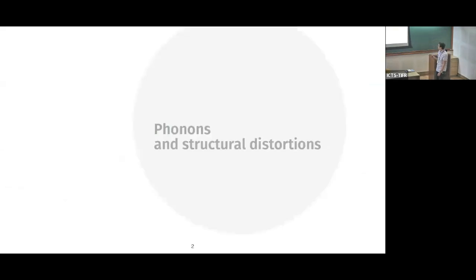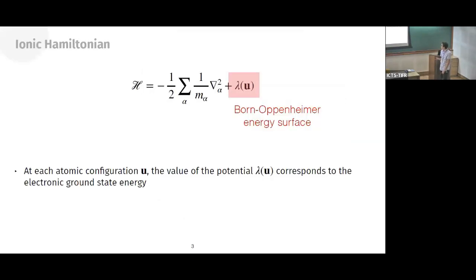So to get started, I just want to make sure we're all on the same page. So I'll say some very, very simple things about phonons and structural distortions. And I just want to start with the ionic Hamiltonian, which describes the motion of ions in my crystal after I've applied the Born-Oppenheimer approximation. On the one side, I have the electrons, which is what we typically get from DFT. And then on the other side, I have the ions. I have a kinetic energy term and the potential energy term, which we call the Born-Oppenheimer energy surface.